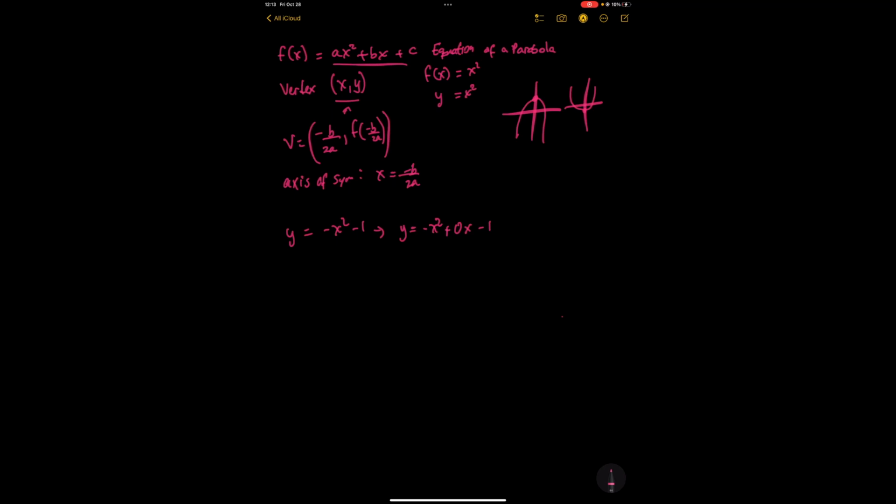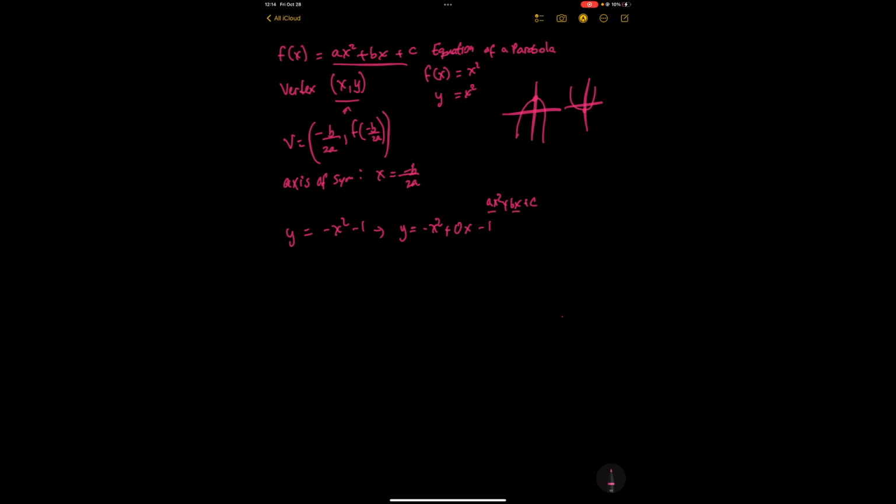Why do I write it that way? Because if I don't, you won't be able to see how the vertex can be found. But because I expanded it, and remember the formula is ax squared plus bx plus c, now you can see there's a bx and there's an ax squared.